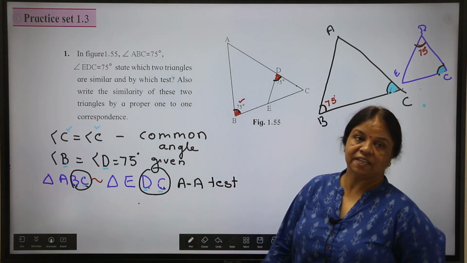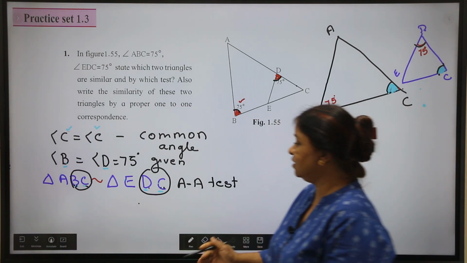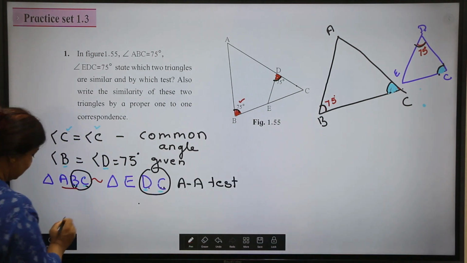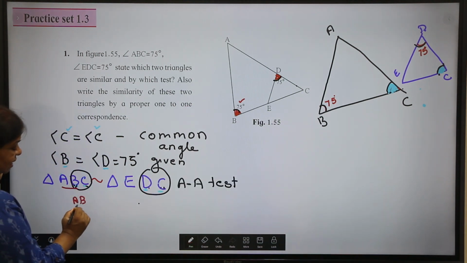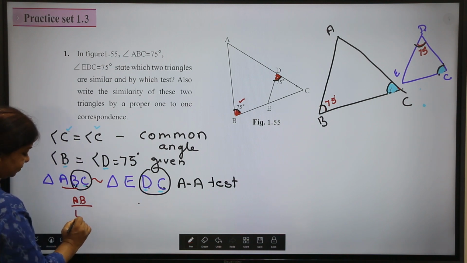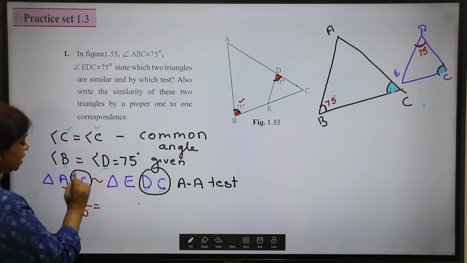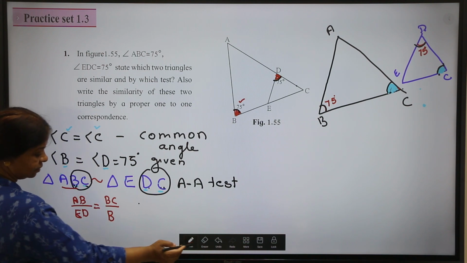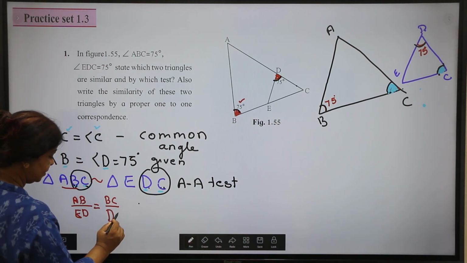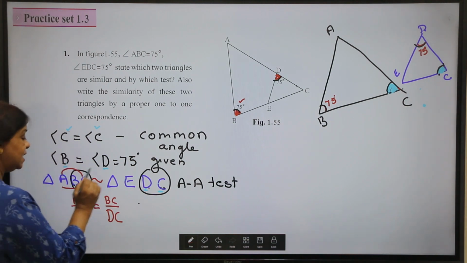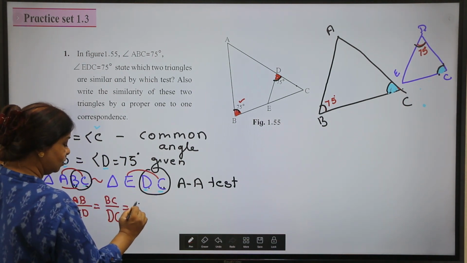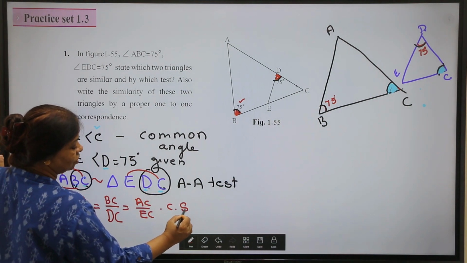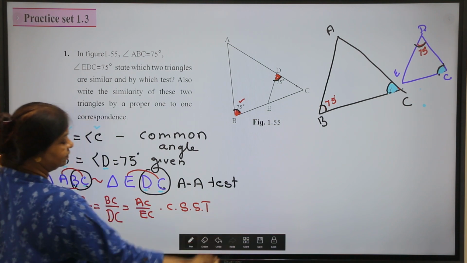Now this is the question which is asked in your book, but we will also write the corresponding sides. That is going to be helpful to you. If two triangles are similar, AB upon ED, which is equal to BC upon DC, and AC upon EC. Corresponding sides of similar triangle.